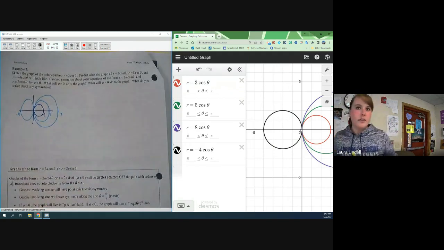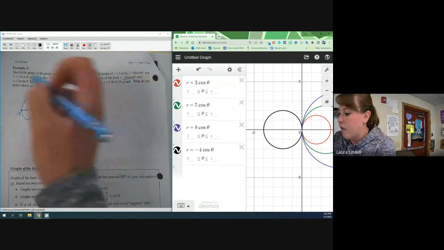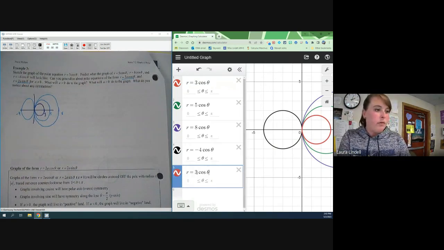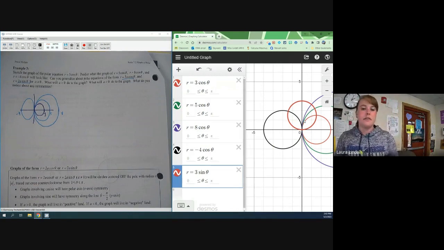Okay, so let's generalize this a little bit. What do we think for r equals 2a cosine theta and 2a sine theta? Do we think sine is going to affect it at all? Spoiler alert, it does. If we make this sine instead of cosine, notice how it does the same thing, except it orients it along what would in Cartesian coordinates be the y-axis, or in polar coordinates, the line theta equals pi over 2.